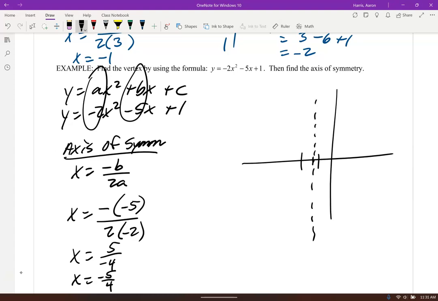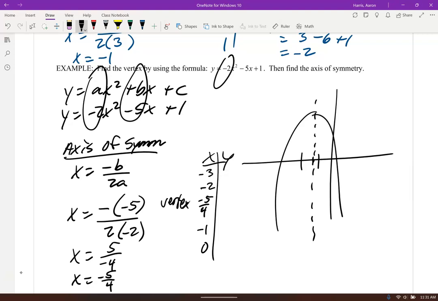That's the middle of my graph on this one. So when I'm looking for my vertex, I'm plugging in -5/4. Now, when I plug in points to the left, I would just go to the next integer. So these won't be symmetric points on the graph. But it does open down. I don't know where it's at, but it is going to open down. But you can plug in some points from there.